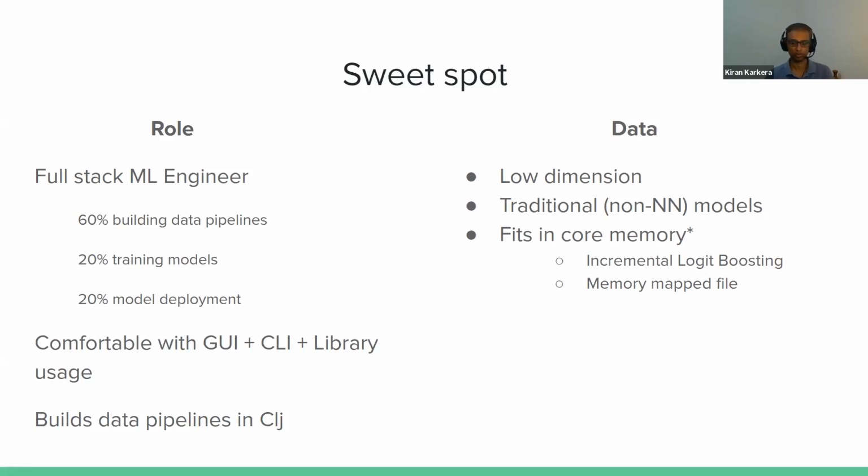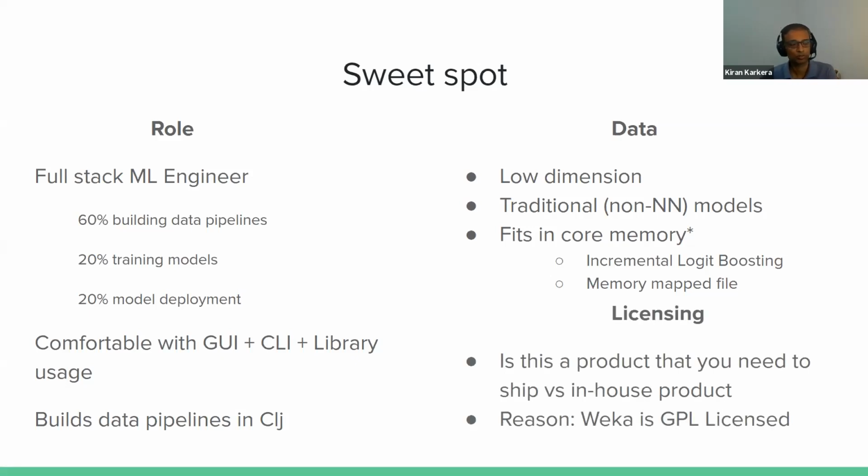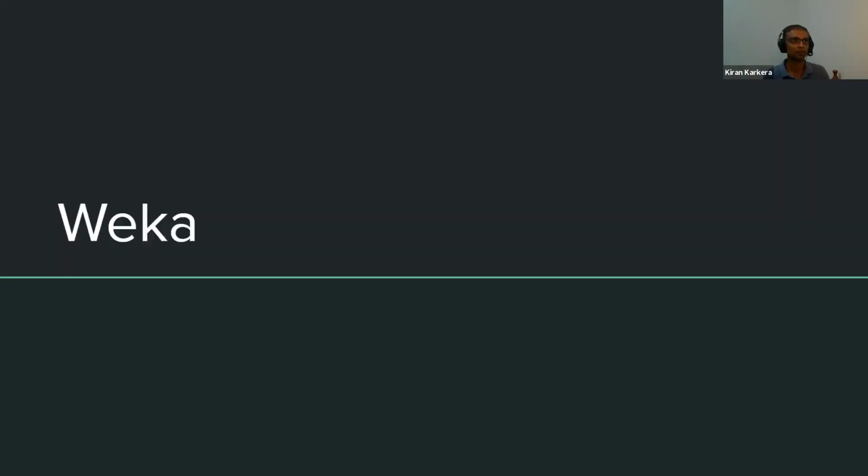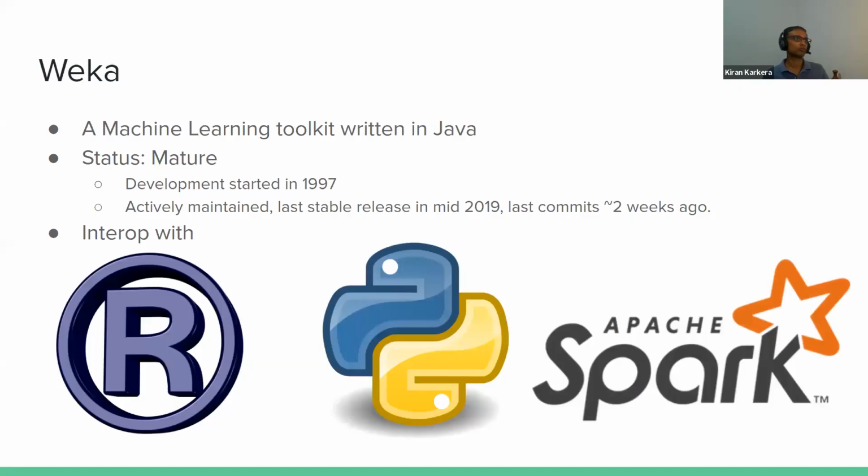even after serializing the model specifically. And the third aspect that I just got to know of today is that Weka is GPL licensed. So if it's a product you're building and you have to ship it, you might want to consider that Weka is GPL, and how it contaminates the license of the rest of your product is something that you should know about. I'm not qualified to comment on that. So let's look at Weka now and what it is.